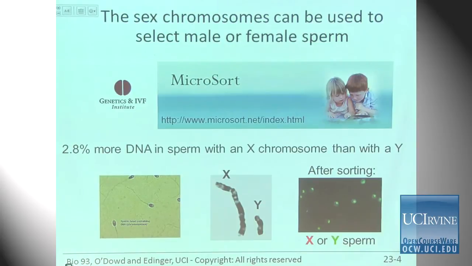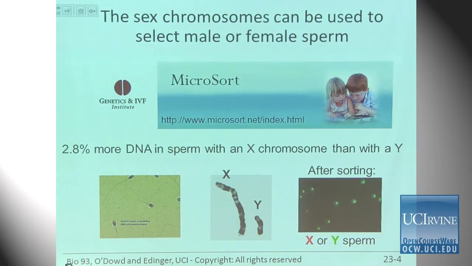Now this is just kind of a trivia note, but also it might help you remember some facts about the X and Y chromosome. Sometimes people want to select the sex of their children. Maybe they already have 3 girls and they want a boy, or maybe it's the other way around. One way to do this is you can sort the male sperm to get only Y sperm or only X sperm. Now, how would this possibly work? Well, the Y chromosome is much smaller than the X chromosome. So a sperm that has this big old X chromosome has almost 3% more DNA in it than a sperm that has the Y chromosome.